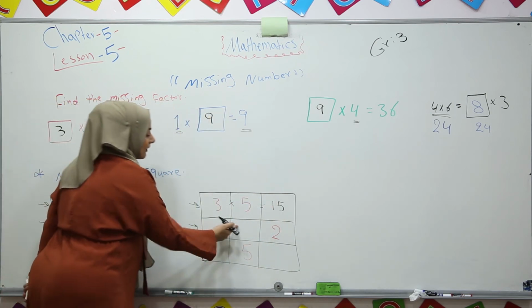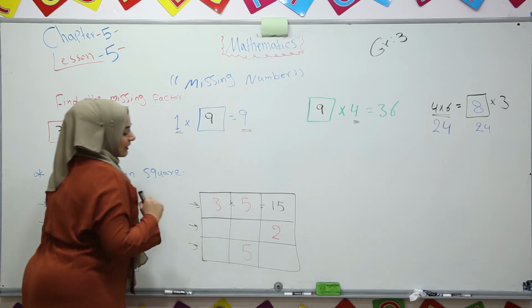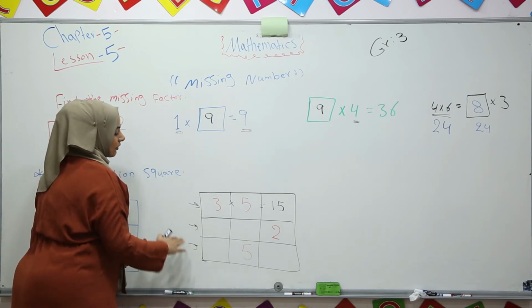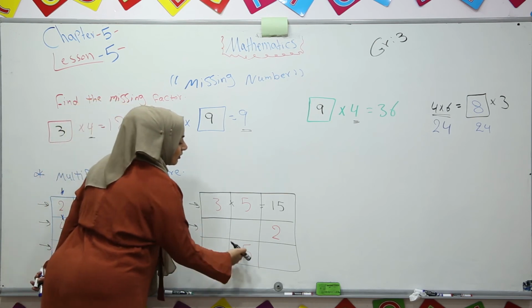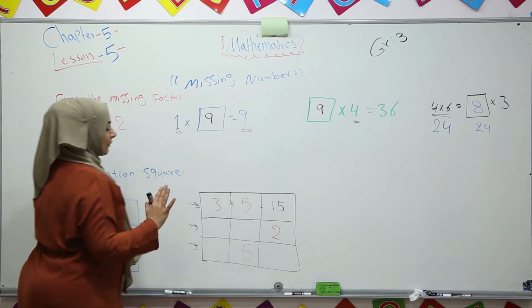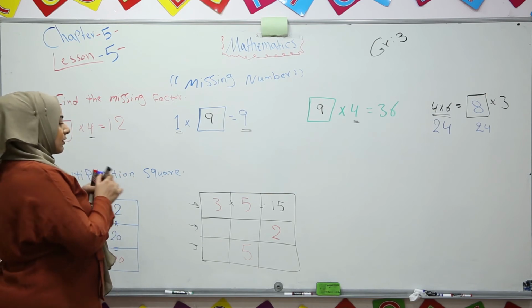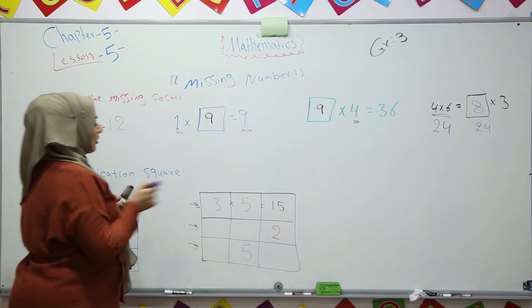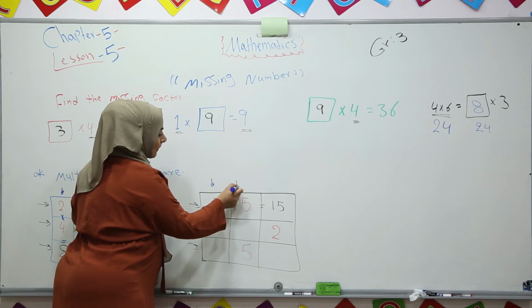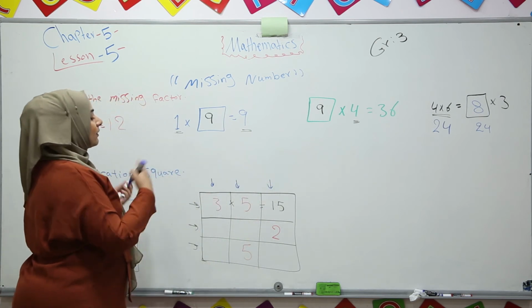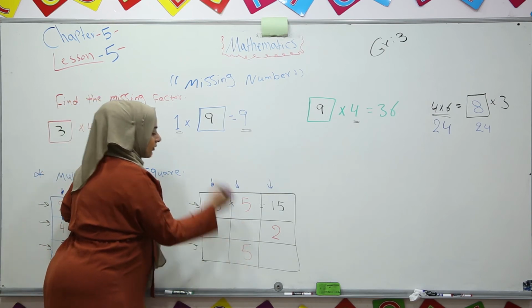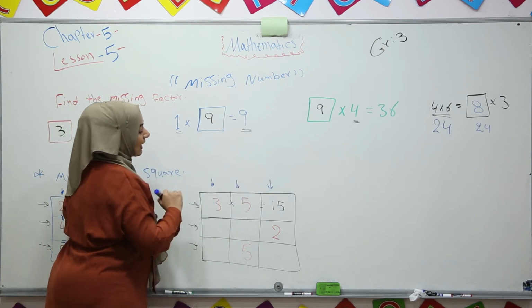But look at it. In this row, we don't have the first and second number, so leave it for now. Go to the third row. In here also, we only have one number, so leave it for now. Now go to the columns, okay? Let us solve it by the columns. In this column, we only have one number. Leave it for now. Go to this column, okay?